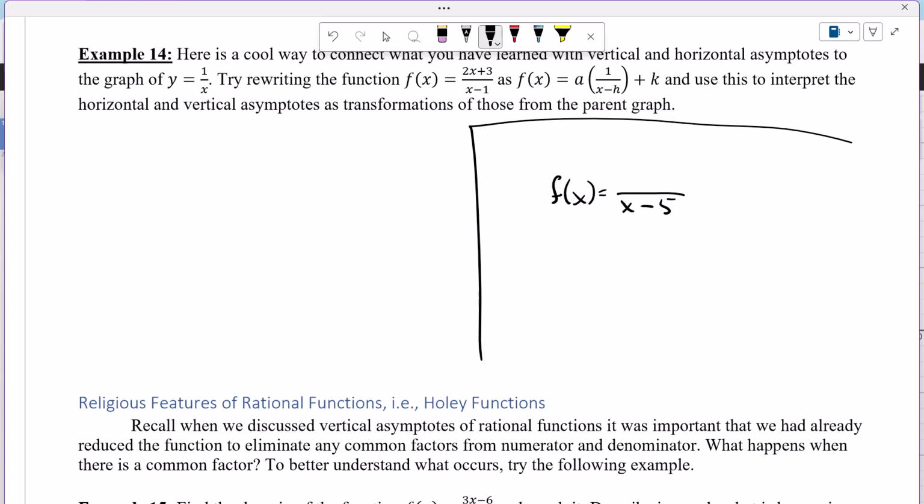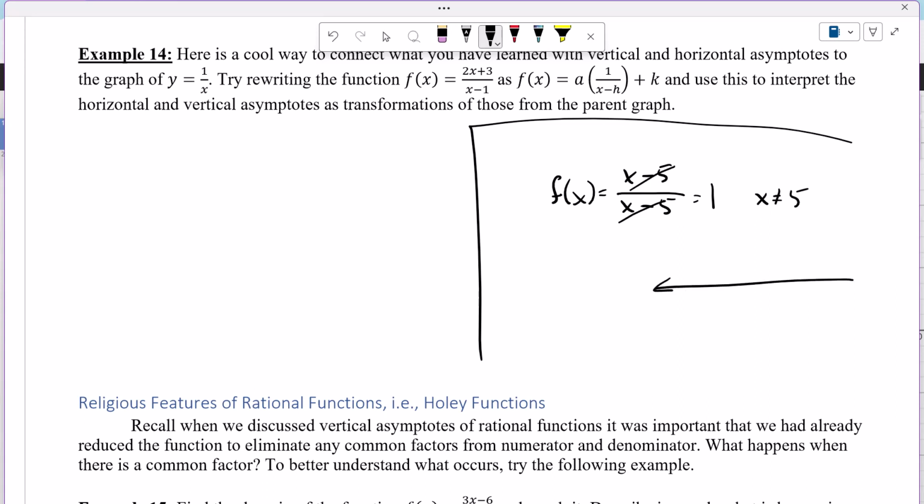Is there anything I can make the top such that there is no vertical asymptote, though? What if the top is x minus 5? So these cancel, leaving 1, but we have to remember that still x can't equal 5.